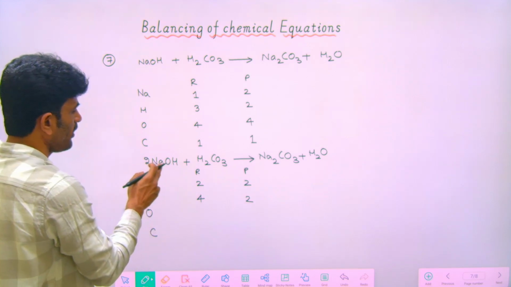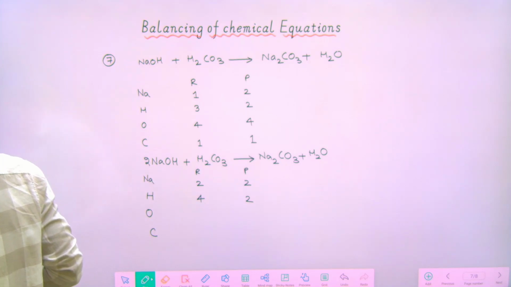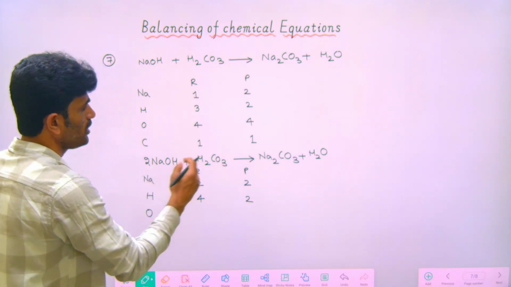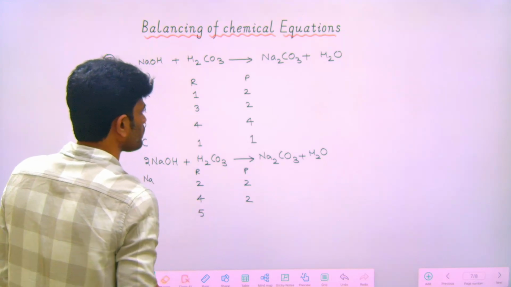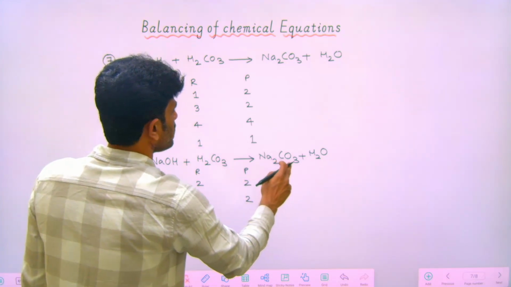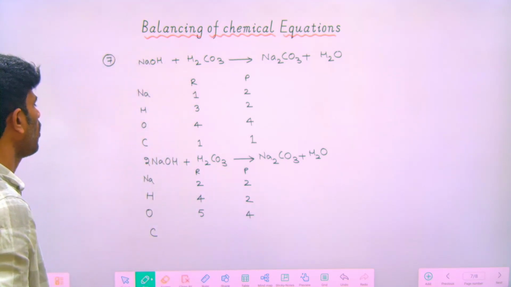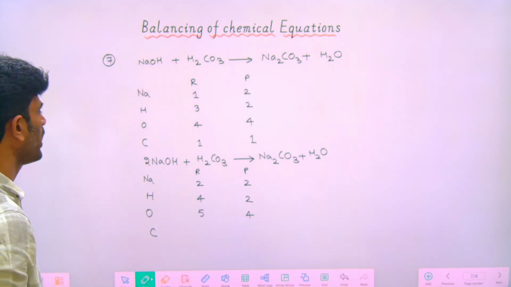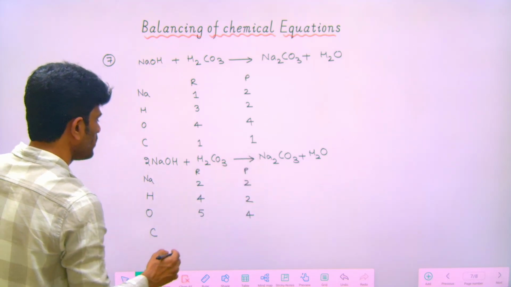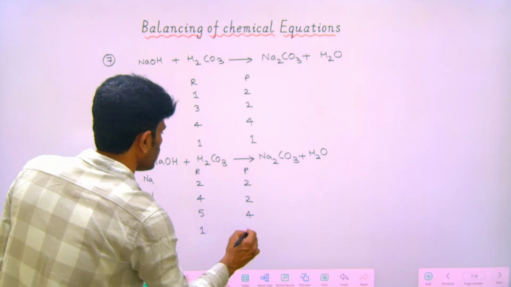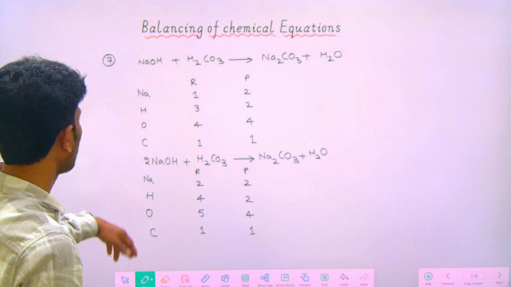Next oxygens. Here we have 2, here we have 3. 2 plus 3, 5 oxygens here. Here how many do we have? 3 plus 1, 4 oxygens here. Oxygens are also not balanced. Now coming to carbons, there is no change in carbons. Here 1, here also 1. So we need to balance hydrogens and oxygens.